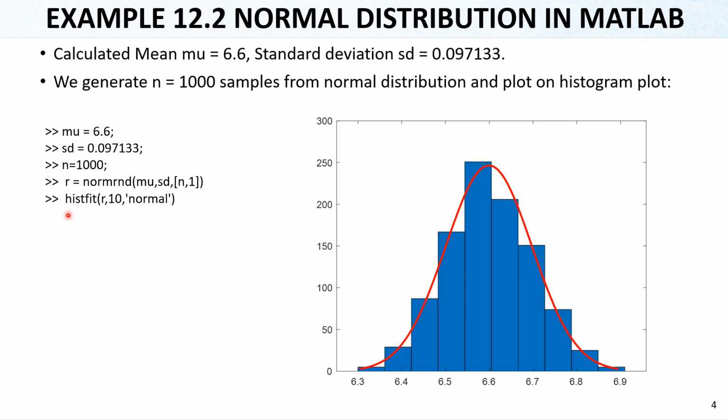You can also use this histfit for the initial data, the 24 data. You need to just define here, instead of r, the 24 data and write this again. It will show us both the histogram and the distribution for the actual data as well.